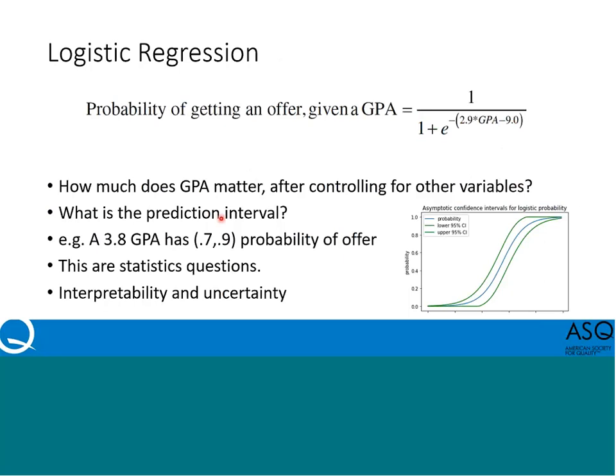I'd have to model them up here, but another thing statisticians are often interested in, that a lot of machine learning methods can't provide, or some of the other methods I'm about to share, would be prediction intervals. So someone with a 3.8 GPA, maybe their point estimate's a 0.8 probability of an offer, but the prediction interval is 0.7 to 0.9. Prediction intervals are very helpful to have. And these are statistics questions because we're concerned about interpretability and uncertainty.